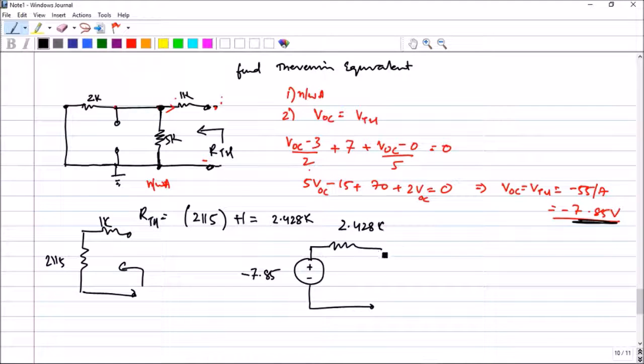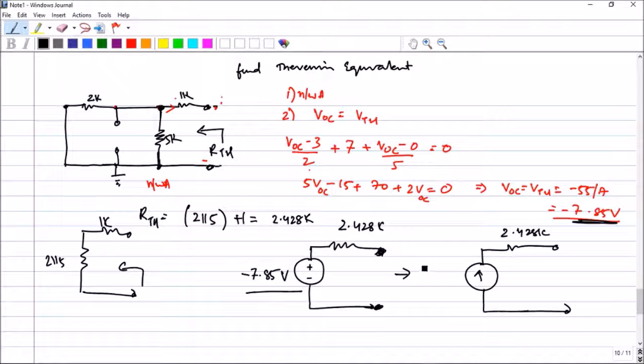2.428. Ultimately, the concept is important, right? Not how you arrange the voltage elements and all this. The concept is important. So this is the solution. So what will be the Norton equivalent? Norton equivalent, I will just put it here directly. So this is 2.428K and this will be minus 7.85 divided by 2.428. I'm sorry, I made a blunder here.